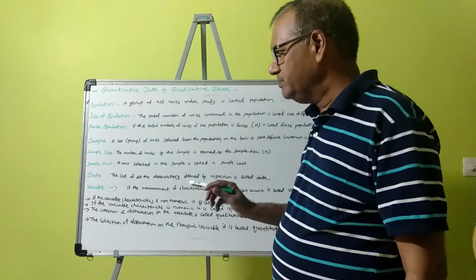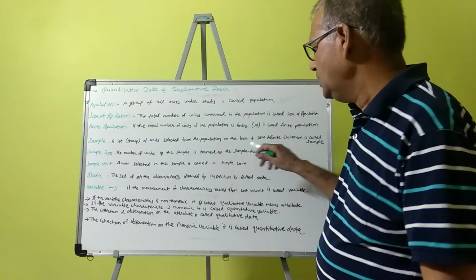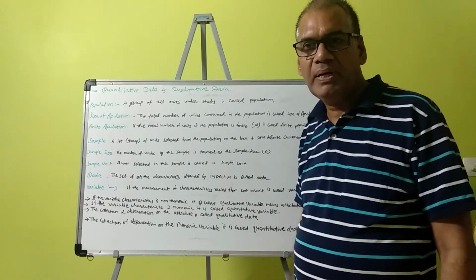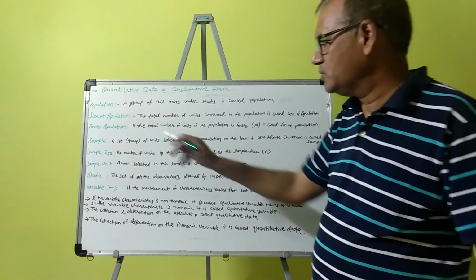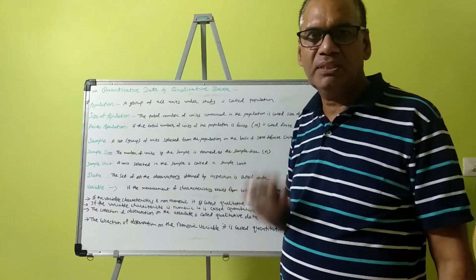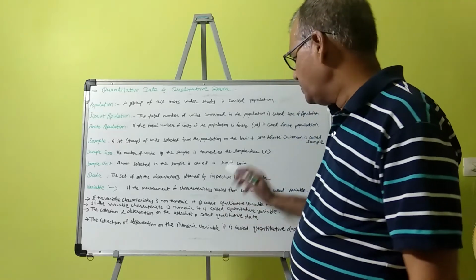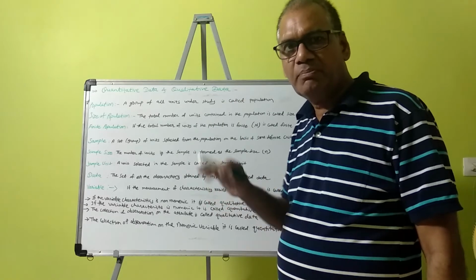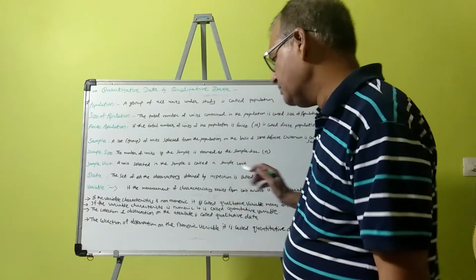Sample: a set or group of units selected from the population on the basis of some definite criteria is called a sample. The selected number of units for the inquiry from the population is called a sample. Sample size: the number of units selected from the population is the sample size, and it is denoted by small n. Population means capital N; from capital N, the selected number of units is small n. So small n is always less than or equal to capital N.